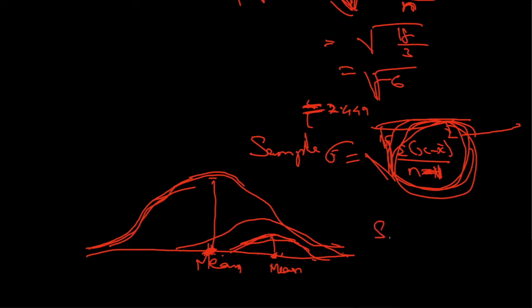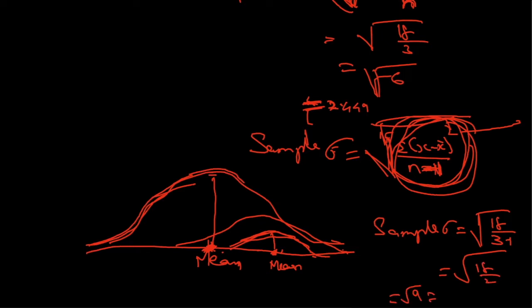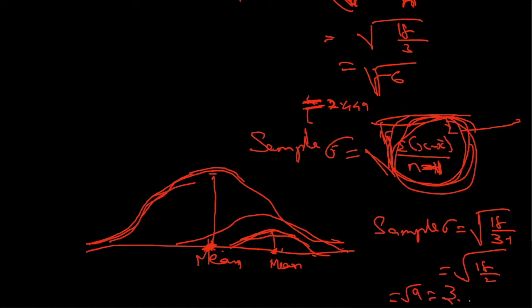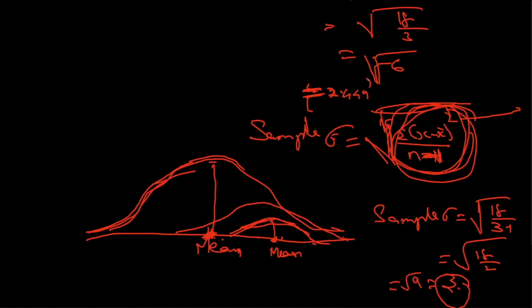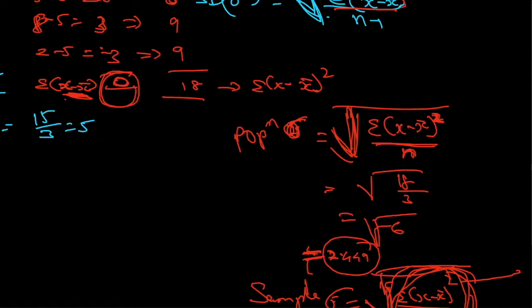So in this case, sample standard deviation will be root of summation, which came to 18, divided by 3 minus 1. So it will be root of 18 by 2, that is root of 9, which is equal to 3. So sample standard deviation is 3 and population standard deviation is 2.449. All right, so this is sample standard deviation.